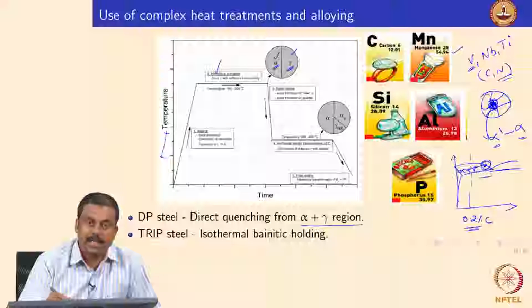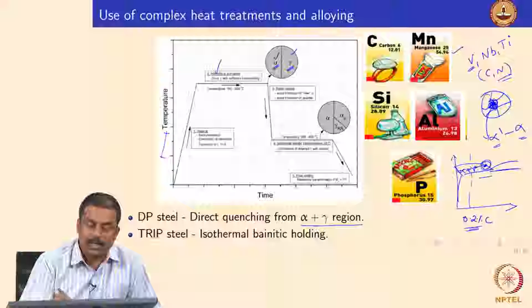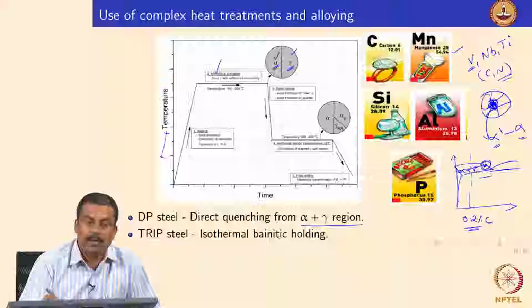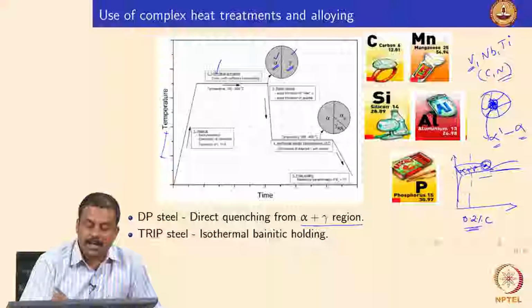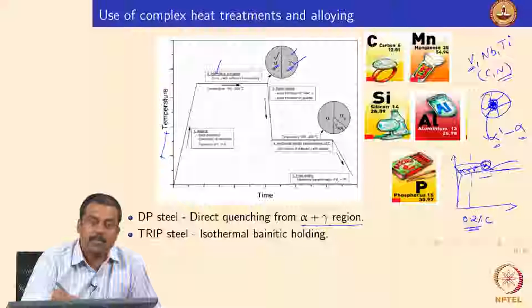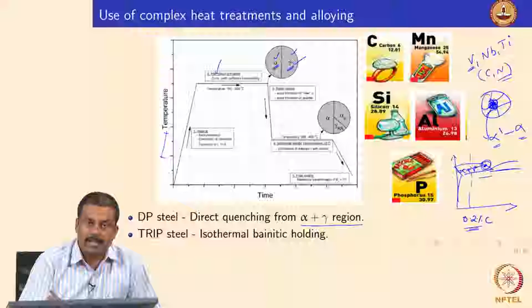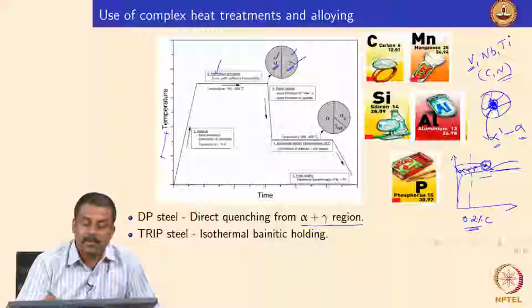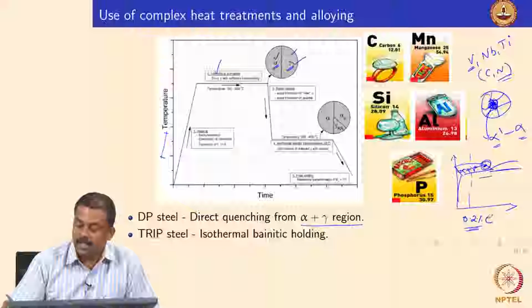Recall the CCT diagrams. When you hold at this temperature isothermally, the austenite will most probably transform to bainite, because of the alloying elements we have, right. So, we transform whatever austenite forms during this intercritical treatment to bainite. Okay. And we do one trick here. We do not form bainite as the classical bainite I explained in earlier classes.